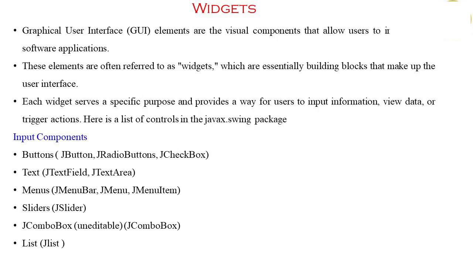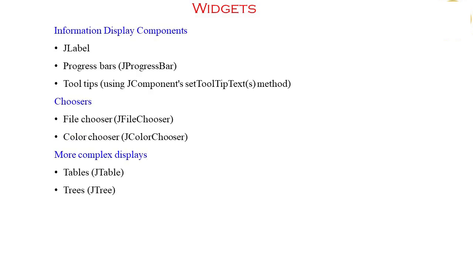Of controls in the javax.swing package. Input components: button, text, menu, slider, JComboBox, list. Now, information display components are JLabel, JProgressBar, and JComponent setToolTipText. Chooser components are file chooser and color chooser, that is JFileChooser, JColorChooser. More complex displays are JTable and JTree.